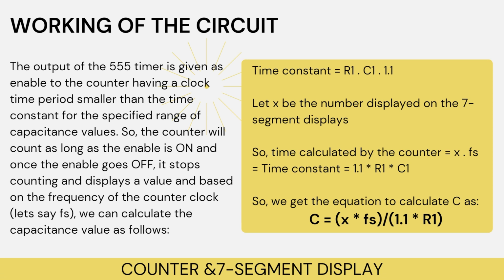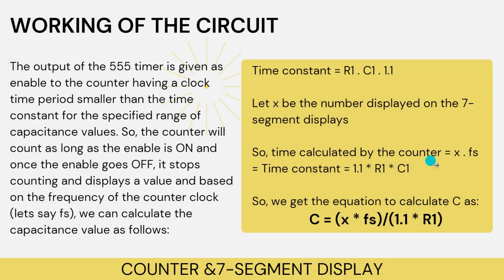The output pulse of the 555 timer is given as an input to a counter, which has a clock time period that we give from the WaveGen. The output of the 555 timer goes to the enable of the counter. As long as the 555 timer is high, the enable is on so the counter keeps counting. Once the 555 timer goes low, the enable is also off and the counter stops counting. So essentially the counter gives us the time the 555 timer remains high, which is indirectly the time taken for the R1 C1 network to charge. Based on that, the time constant is 1.1 R1 C1. Until this time, the counter will count and give us the time taken for it to charge.